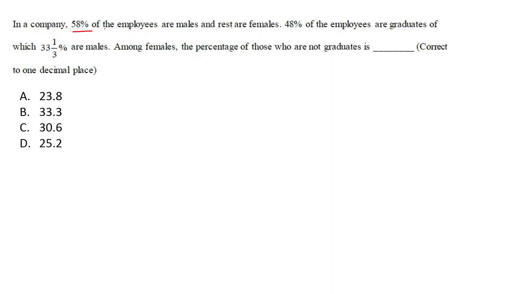In a company, 58% of the employees are males and the rest are females. 48% of the employees are graduates, of which 33.3% are females. Among females, the percentage of those who are not graduates is, correct to one decimal place, very easy. Let the company have 100 employees, total 100 employees. Out of that, how many males are there? 58%, that is 58 are males and 42 are females.